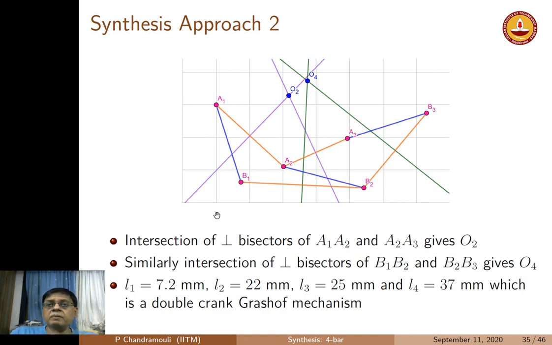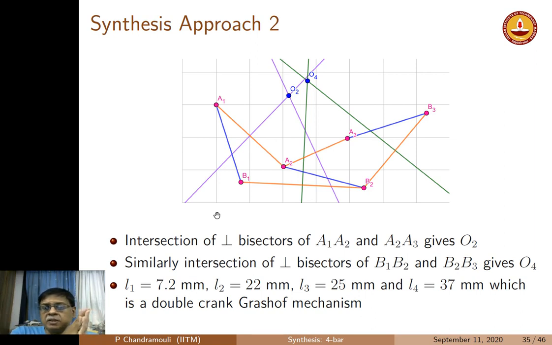The perpendicular bisectors of A1, A2 and A2, A3 give me O2, which is at the same distance from A1, A2, and A3. And similarly, the perpendicular bisectors of B1, B2 and B2, B3 give me O4, which again means that they are at the same distance from the point P. So when we do this, I get a design.